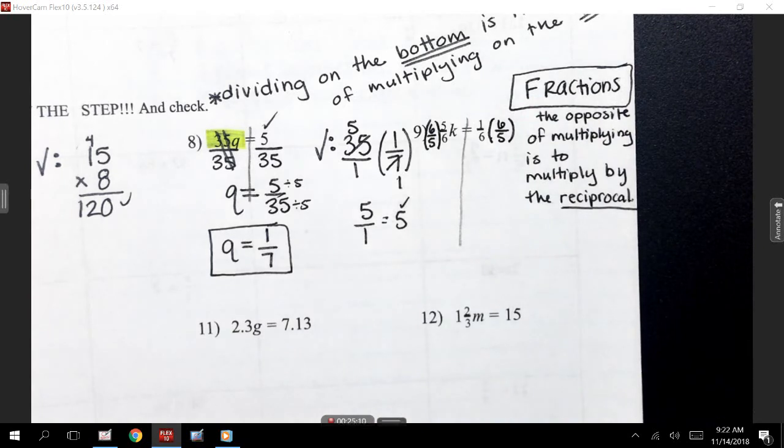I'm going to pause here before I go any further. Are there any questions on where I got 6 over 5?